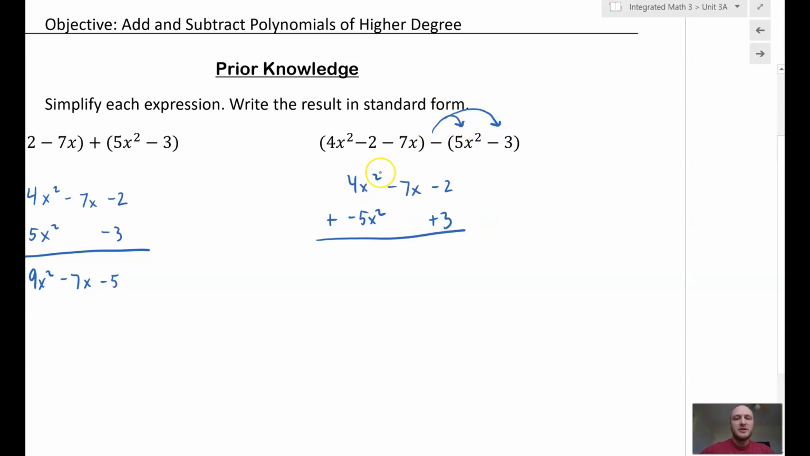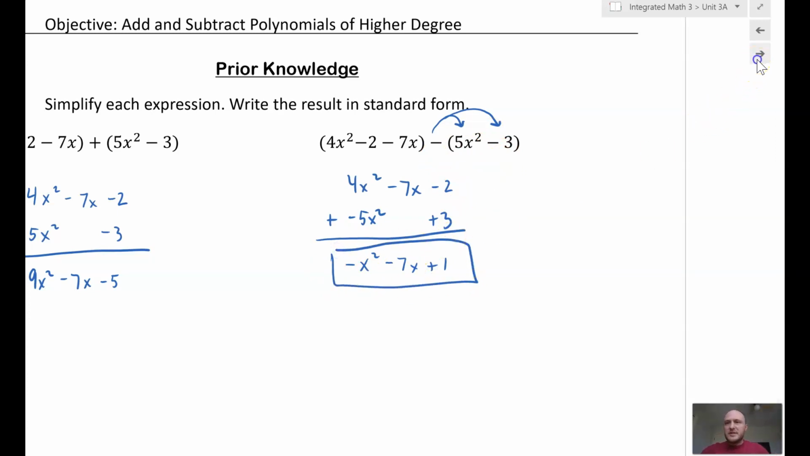So 4x squared, take away 5x squared, well, that is negative x squared. Again, I don't have any x to the first terms, and I'm going to subtract negative 3, which gives us negative 2 plus 3 is plus 1. Okay, so here are your answers.